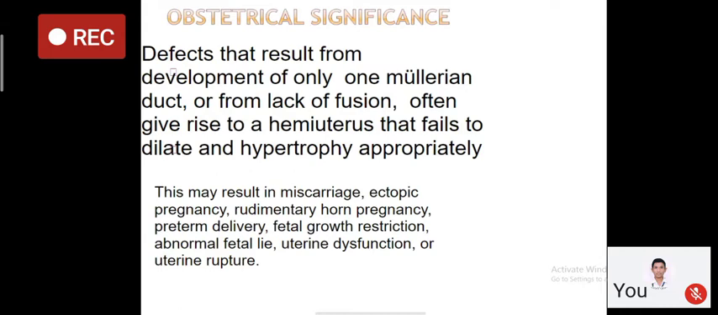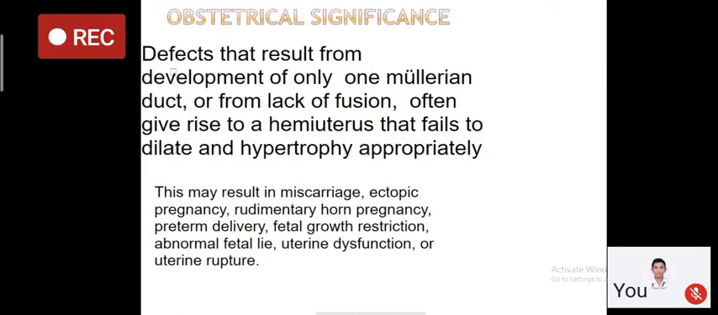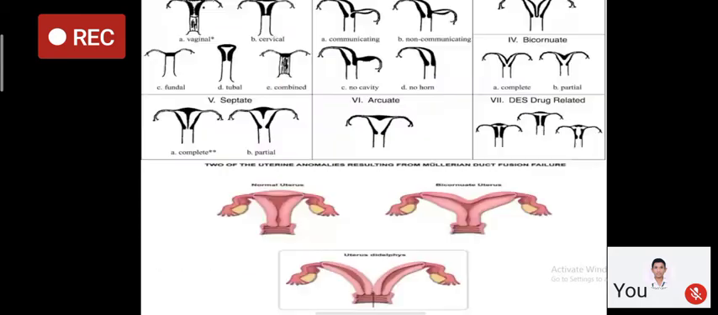So, what is the obstetrical significance? Defects that result from development of only one Mullerian duct or from lack of fusion often give rise to a hemiuterus that fails to dilate and hypertrophy appropriately. So there could be chances of rupture in the second trimester also. This may result in miscarriage, ectopic pregnancy, rudimentary horn pregnancy, preterm delivery, fetal growth restriction, abnormal fetal lie, uterine dysfunction, or uterine rupture. This is the most deadly complication of these anomalies.